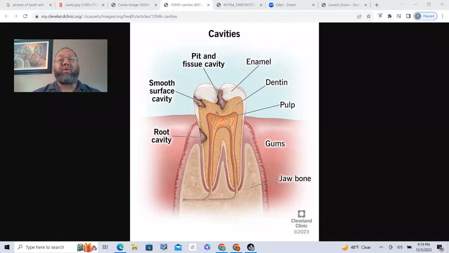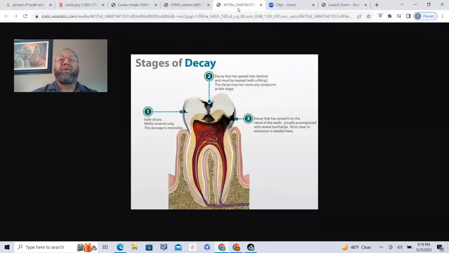Now, that's different from decay in the root canal, which means the tooth is infected. But if decay is on the root, then that means it's on the outside of the root, and it may or may not be infected. But to fix a tooth that has root decay is sometimes not possible, and the tooth may have to be pulled.